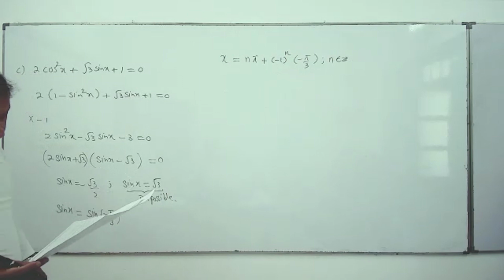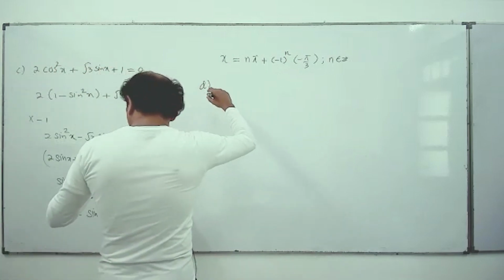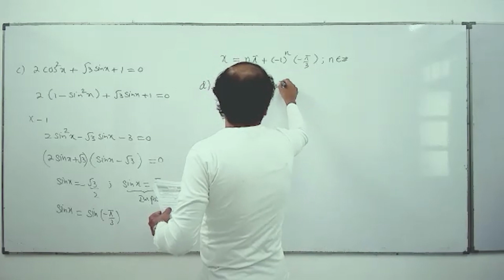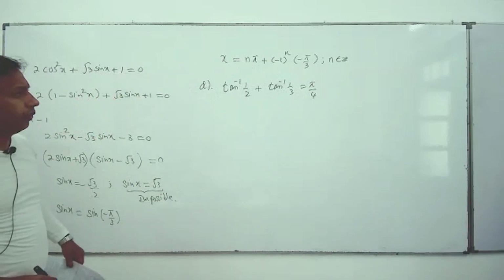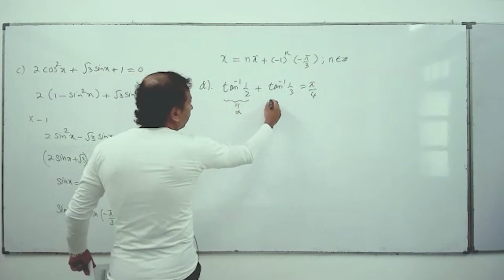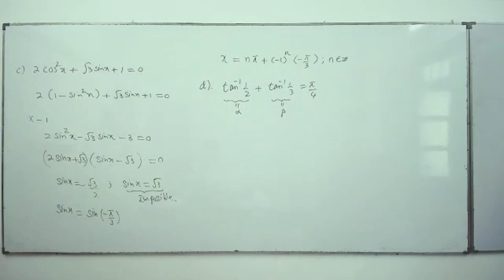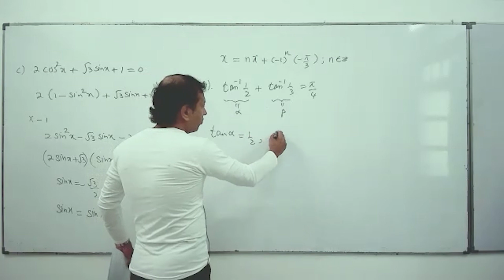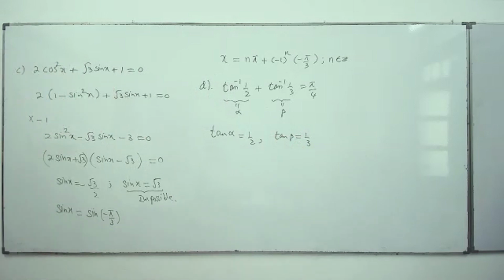Okay. Next one, part D: tan inverse half plus tan inverse 1/3 equals pi by 4, right? Okay, now we can take this as alpha, this as beta. Then tan alpha is half, tan beta is 1/3.